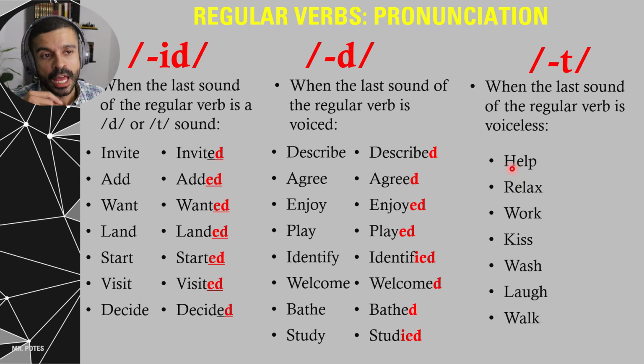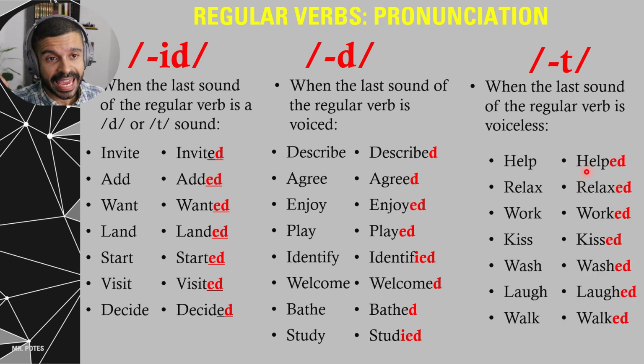So we say help. Remember that these are like percussion sounds: P, S, K, S, SH, F, K. In the written form, we write help it, relax it, work it. All those pronunciations are incorrect. Instead of saying help it, we say helped, a T sound at the end. So for all these voiceless sounds, there is an extra voiceless sound when we write them in past, okay? Helped, relaxed, worked, kissed, washed, laughed, walked.